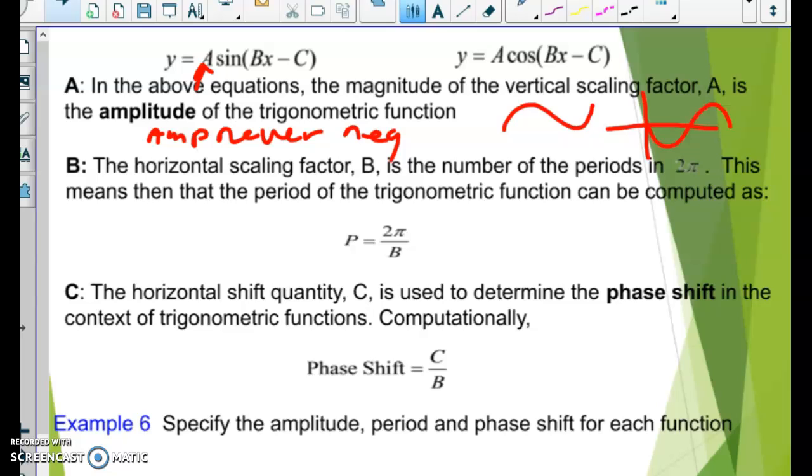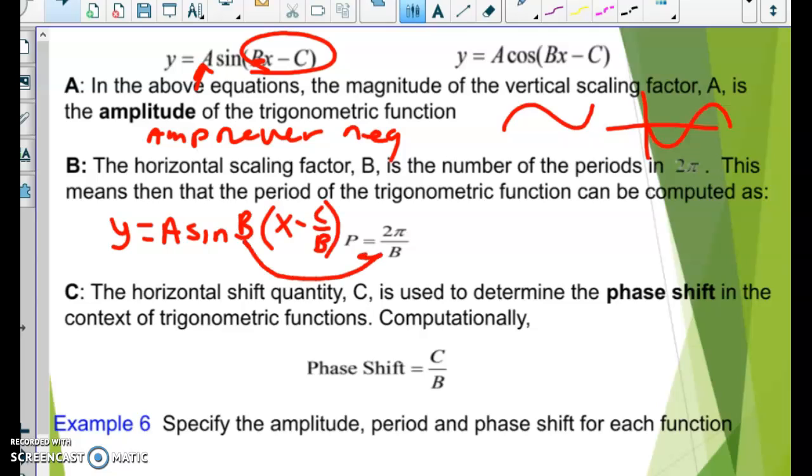This part inside here is going to help us with our period. This B, I'm going to put it in Mr. Otto standard form. It's going to be very helpful. If I factor out that B, I get x minus c over b. And the b is the number that you divide 2 pi by to get your period for sine and cosine. When you're doing tangent, you take pi divided by b. And this c over b thing that they talk about here is your phase shift, left or right.